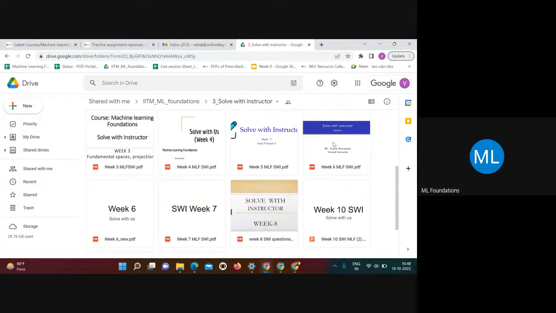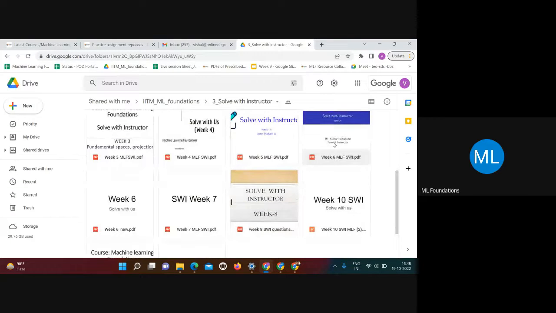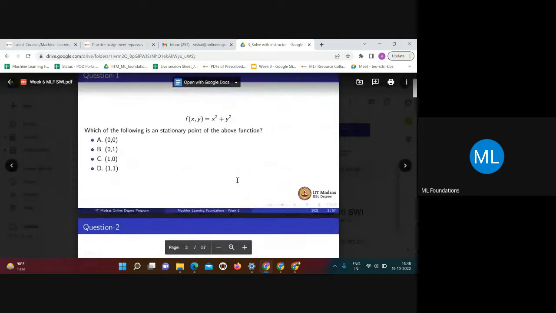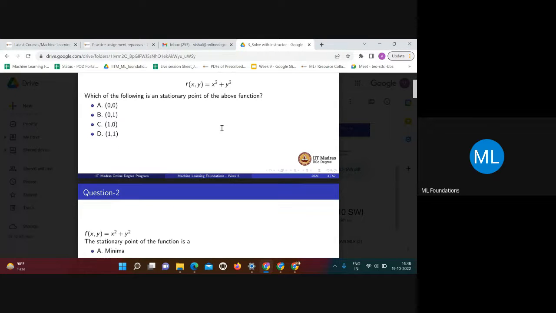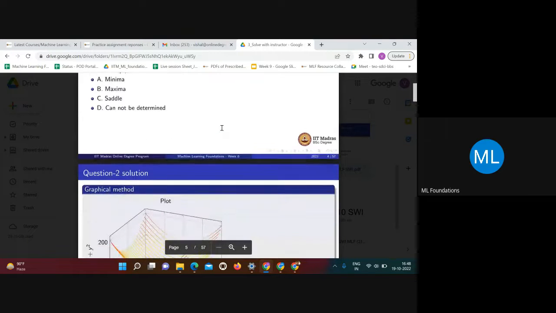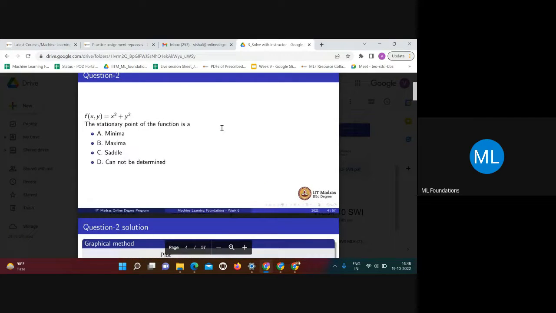So there are some problems from the topics we have seen from week 6. It won't take more than 10 to 15 minutes, it's pretty simple. So x square plus y square, the stationary point is 0 0. Can you tell me if 0 0 is a minima or a maxima? The plot will be an upward bowl, right?